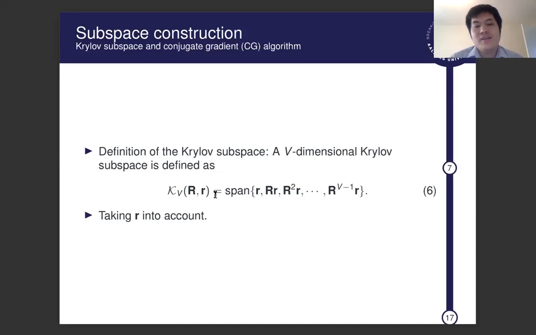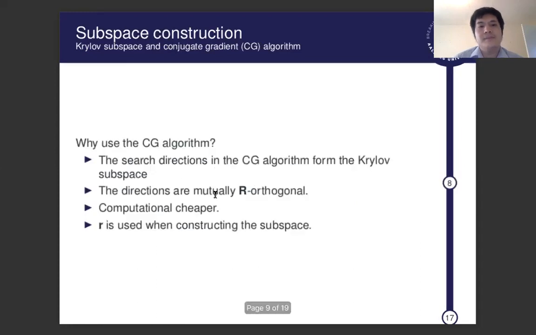The cross-correlation vector contains the information of the desired signal, and the autocorrelation matrix contains the information of the input signal only. So the difference between the Krylov subspace and the subspace built from the generalized eigenvalue decomposition is that the Krylov subspace uses the information of the small r, that is, the desired signal statistics.